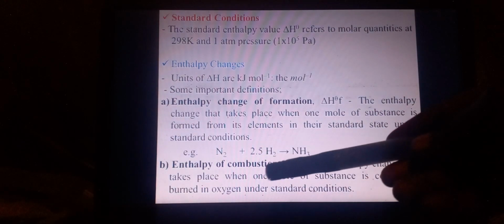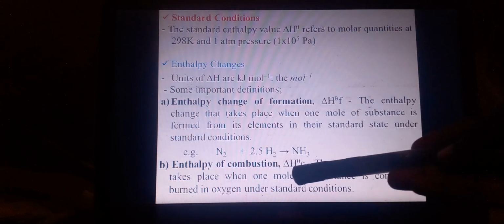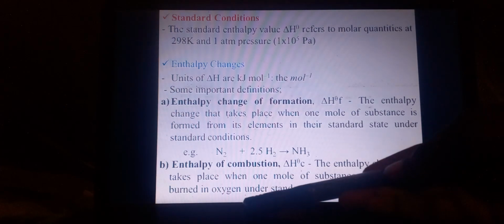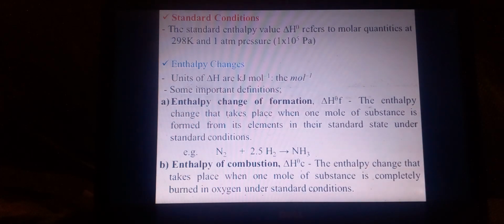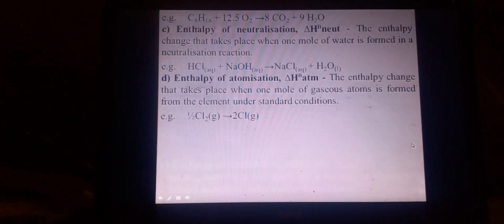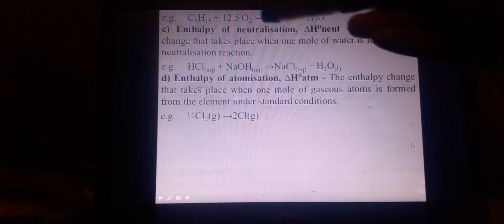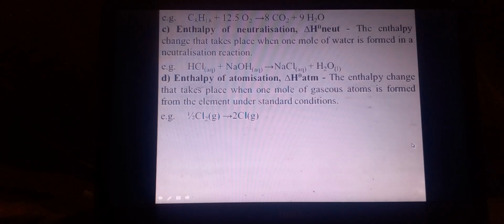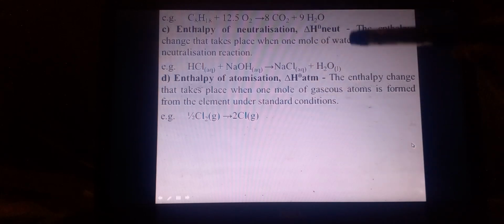Then the second type of enthalpy change is enthalpy of combustion. This is the enthalpy change that takes place when 1 mole of a substance is completely burned in oxygen under standard conditions. The example there is octane. When you burn 1 mole of octane in air, you form 8 moles of CO2 plus 9 moles of water.